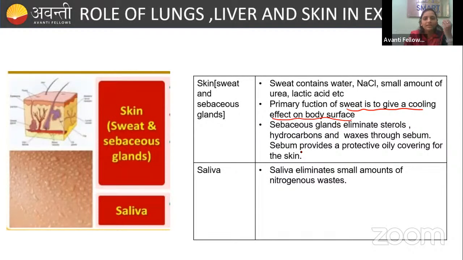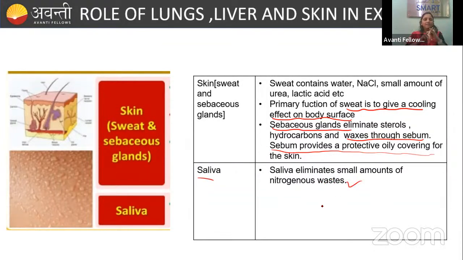Then coming to the sebaceous gland. The sebaceous gland eliminates oil, right? You can see that oily things come out from the skin, right? So that is released by the sebaceous gland. Whenever it is released, it is released as hydrocarbons and waxes through the sebum. We know that the sebum is a protective oily covering for the skin. Then coming to saliva, saliva eliminates a small amount of nitrogenous waste, that is urea.